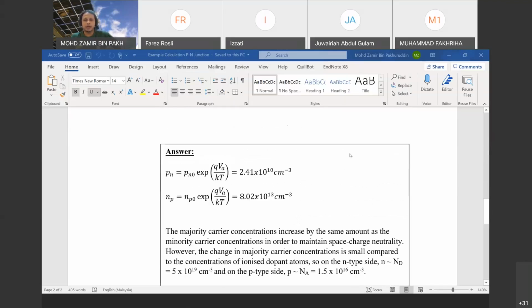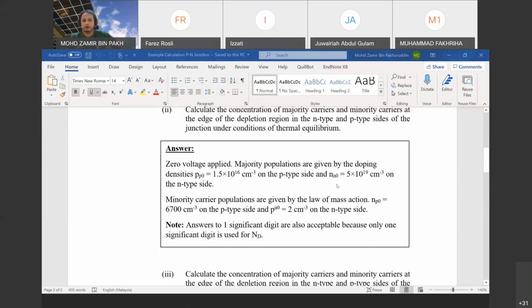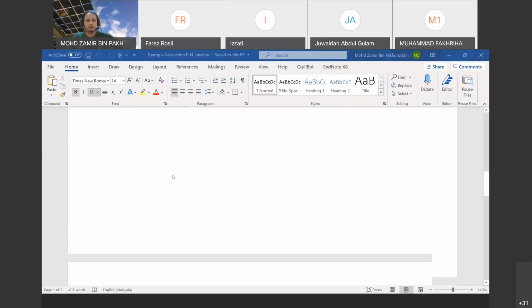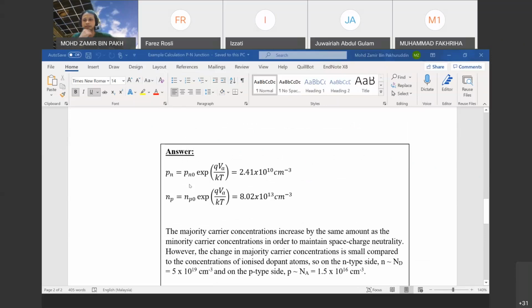So Pn naught is calculated already, right? So you've got this. Pn naught is 2 and Np naught is 6,700 more or less. Kalau you bagi yang exact number pun okay. But you have to get this right first before you can move on to the next calculation. If you don't get your thermal equilibrium values right, then your other values in the bias condition will be wrong. Even if it's not asked, please calculate the values at thermal equilibrium first because it's going to be involved in the equation as the Pn naught or Np naught. Then only you can move on to calculate under bias condition.